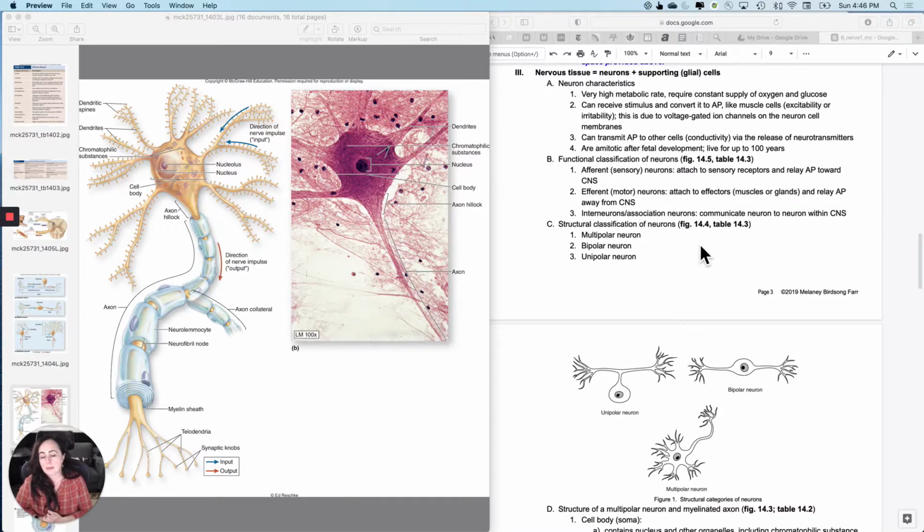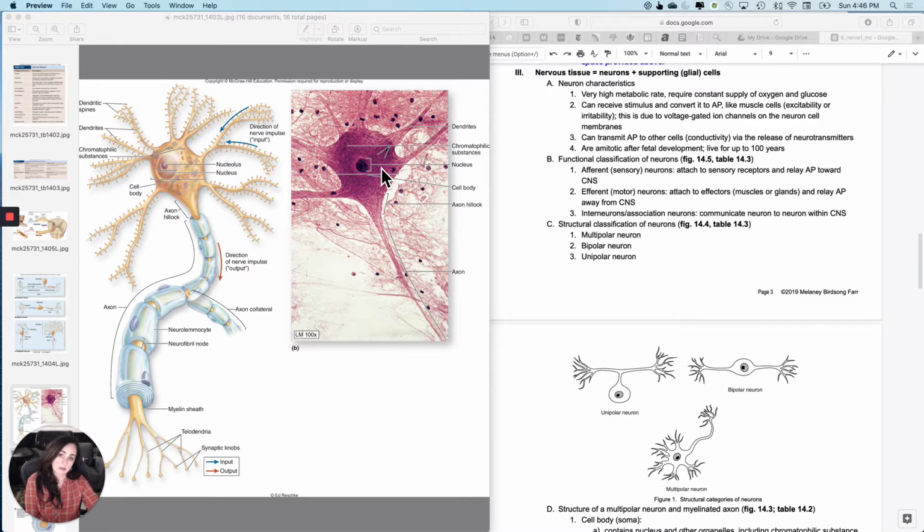Okay, now we're going to talk about the cells and tissue that makes up your nervous system. So remember way back when we did histology, you looked at a histology slide of nervous tissue and it looked kind of like this, although not quite as detailed. And you had two types of cells that you were responsible for labeling.